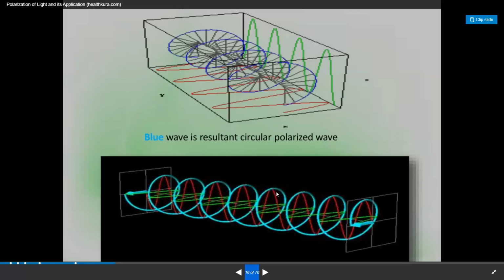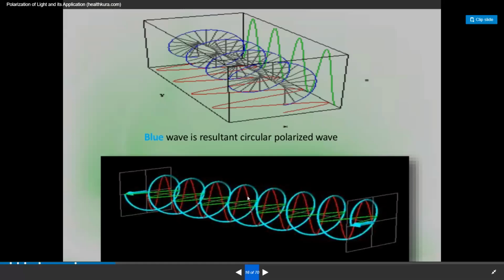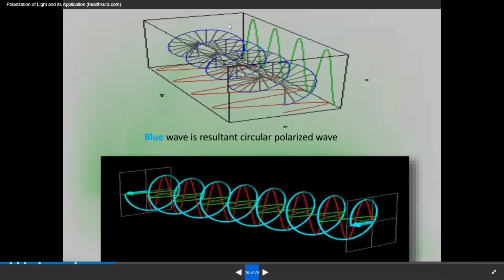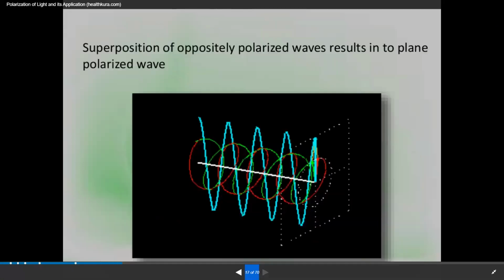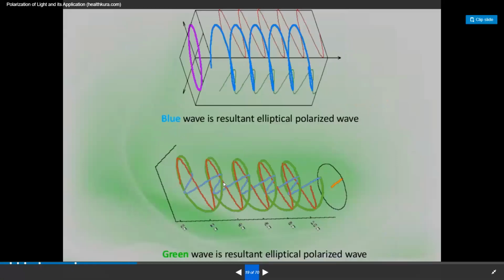Here the very important point is that both the green and red waves are plane polarized light, and they have the same amplitude. That is very important. That means light waves of the same amplitude are superimposed, and only then do we get circular polarization. If the amplitude is different, then what happens? Then we get elliptical polarized light.